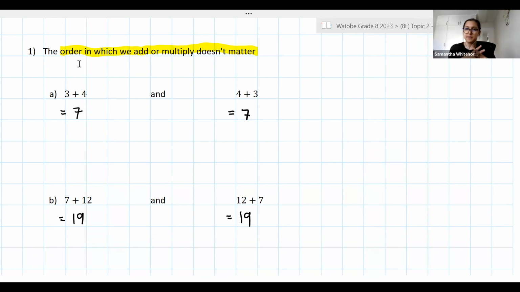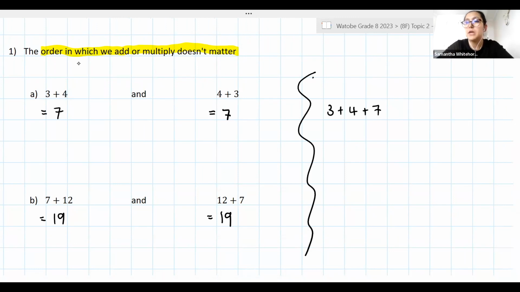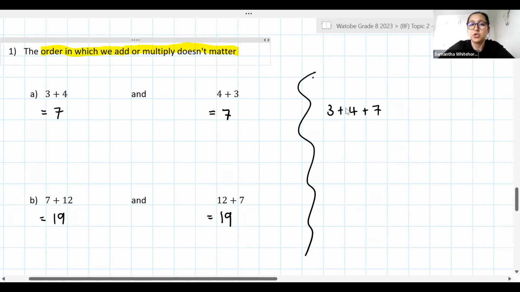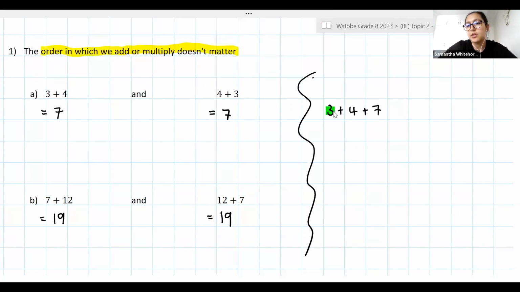Now, the reason that this is an important thing to take note of is if I gave you a question like 3 plus 4 plus 7, let's say, for example, you can obviously do that however you want to, but what is important that we start to develop is an understanding of the relationships between numbers. So if I were to look at that, it doesn't matter what order I choose to add this in. And the reason that that's important is because I know that 3 plus 7 automatically gives me 10.